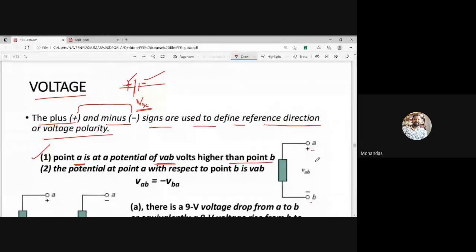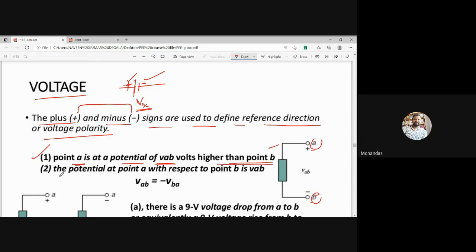Now here, just now we discussed moving a charge from one place to another place. So we are moving a charge from A to B. The work done to move a charge from A to B is a voltage, right? So what is the potential at point A here? VAB is at a higher potential than B.